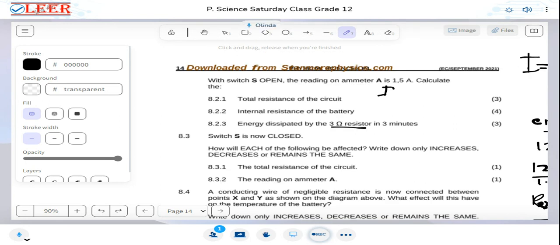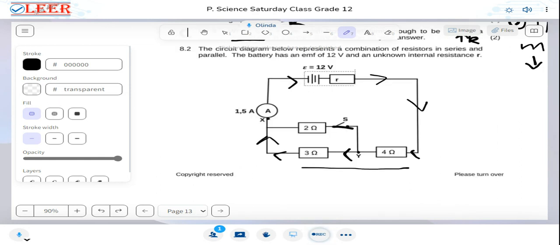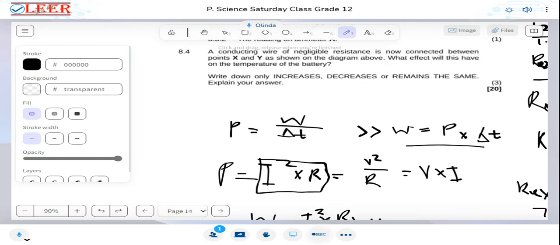Okay, so those are the questions with switch S open. Now switch S is closed. I'm going to quickly go back to our diagram. Now that this is closed, current is definitely going to split because it's going to move through here, then come back together and move through here. So now current splits between these two, and we definitely have resistors that are in parallel.